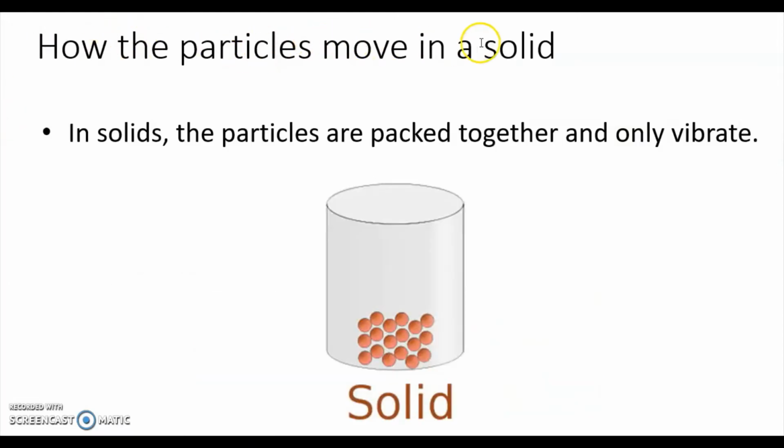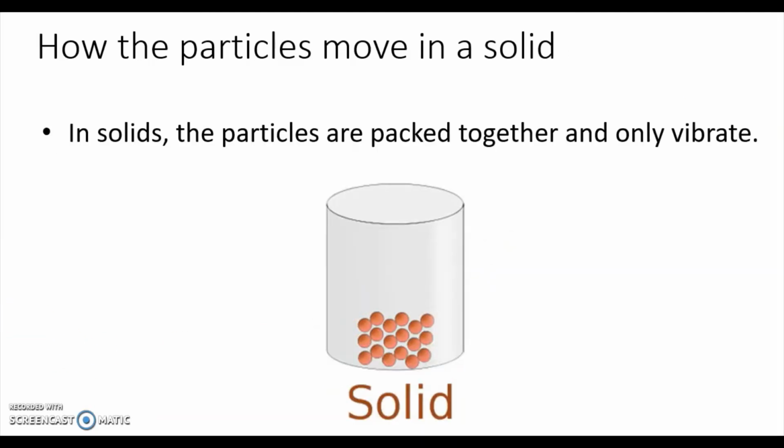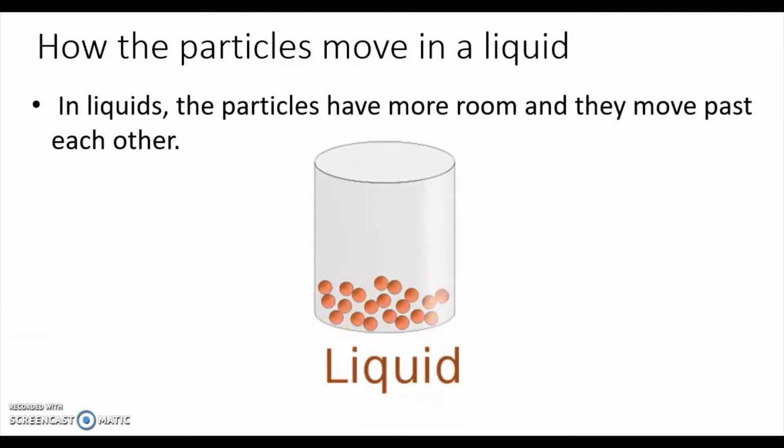How the particles move in a solid. In solids, the particles are packed together and they only vibrate. You know what vibrate is because you all have a phone. But they move just a little bit, right? In a liquid, how the particles move in a liquid. In liquids, the particles have more room and they move past each other. They're not as tightly packed as the solid. They have more room and they move around.